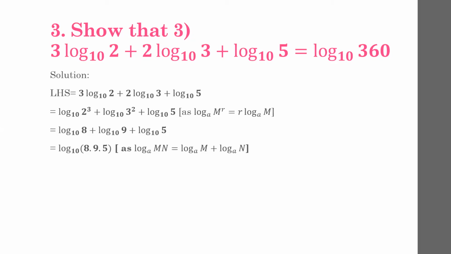So multiplying 8 into 5 is 40, and 40 into 9: 4 9s are 36, so 40 into 9 is 360. So log 10 base 360, which is our right hand side. I am giving you a few seconds to recheck it.